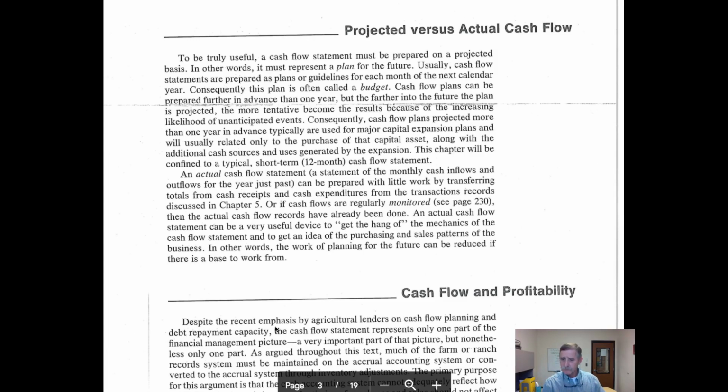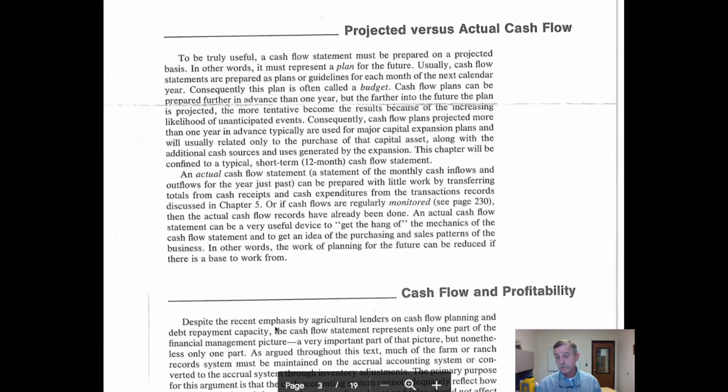What happens if I do this? What happens if I do that? If I change and I sell yearlings rather than calves, what's that going to mean for my cash flow? I can easily, with just a few changes in a few cells on my spreadsheet, actually change that. So I can get several different versions of projected.